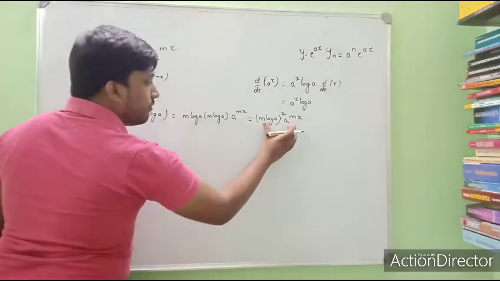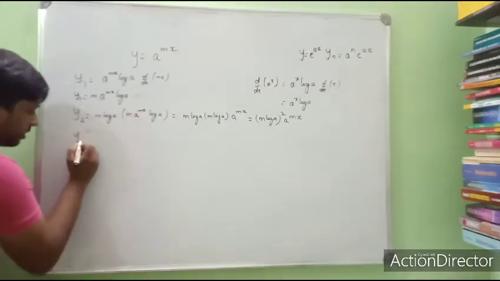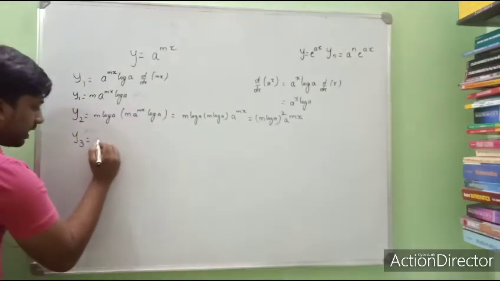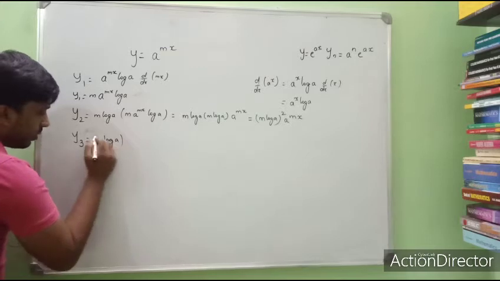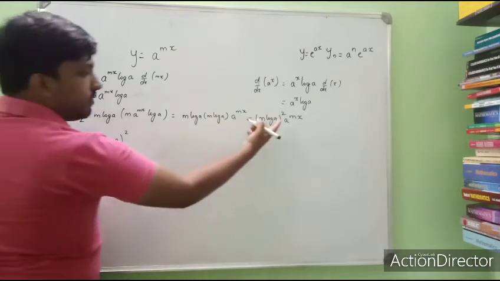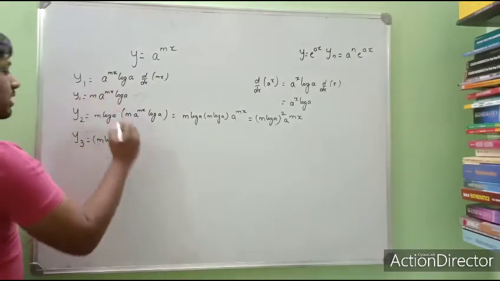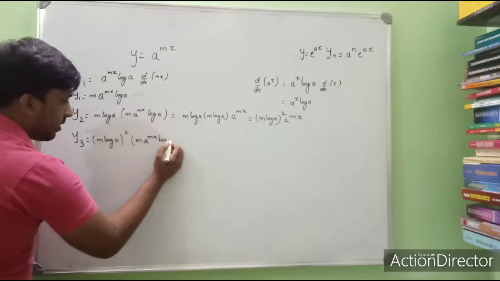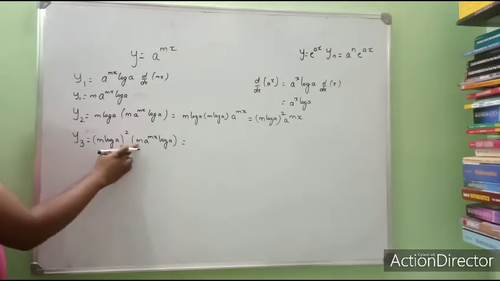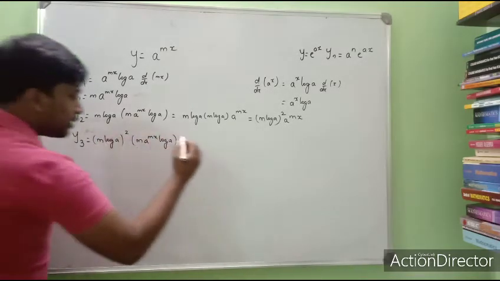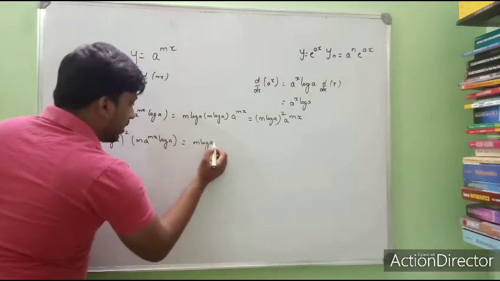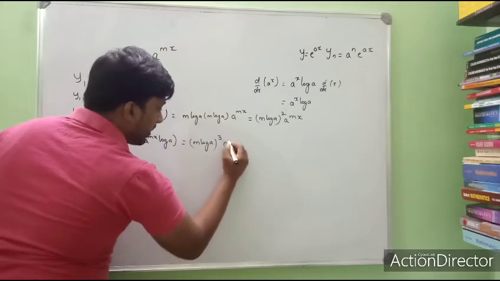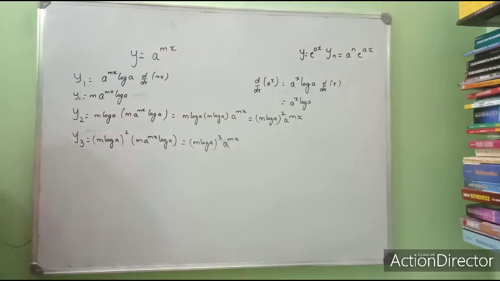Again I am going to differentiate this with respect to x for the third time. This is the third derivative. So already we have a constant m log a the whole square into, now I am going to differentiate a to the power of mx. Again I will be getting m a to the power of mx into log a. Now this can be written because here I have m and here I have log a. So again this becomes m log a the whole cube into a to the power of mx.